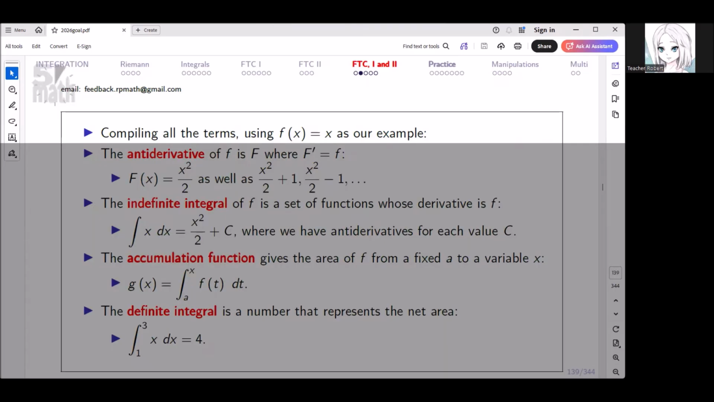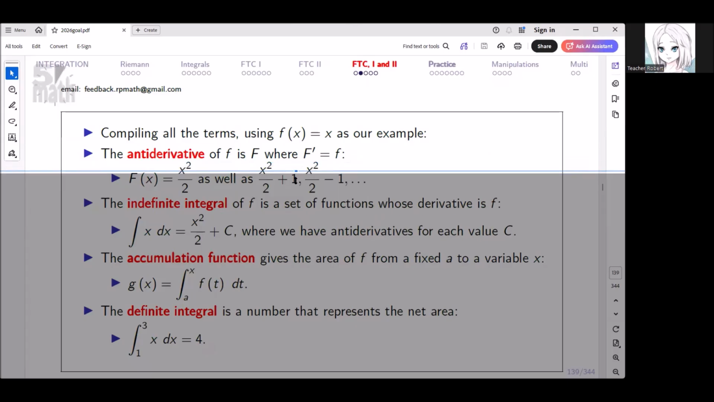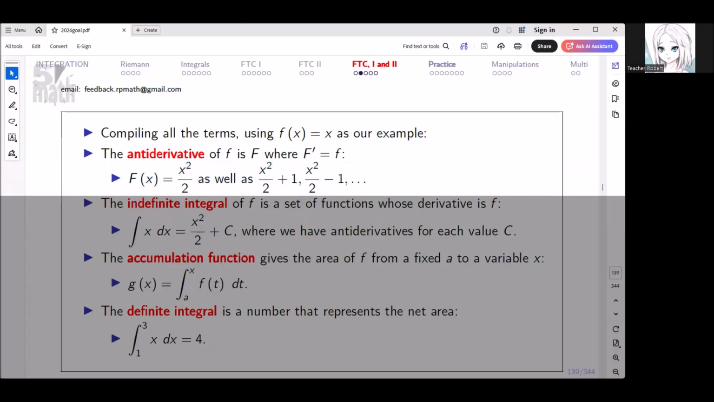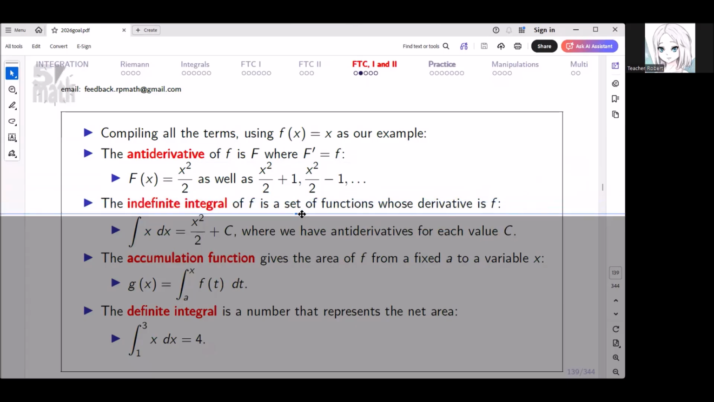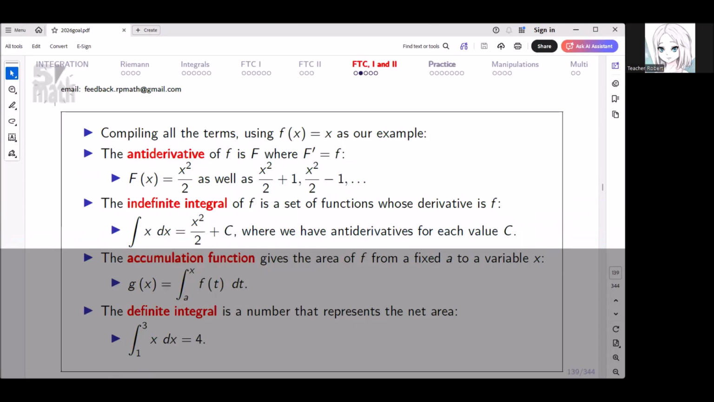Compiling all the terms, using f of x equals x as our example, the antiderivative of little f is big F, where big F prime equals little f. Big F of x equals x squared over 2, as well as x squared over 2 plus 1, x squared over 2 minus 1, and so on. The indefinite integral of little f is a set of functions whose derivative is little f. The integral of x dx equals x squared over 2 plus c, where we have antiderivatives for each value of c.